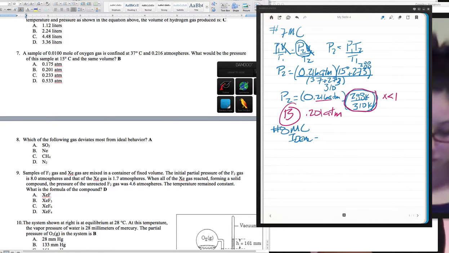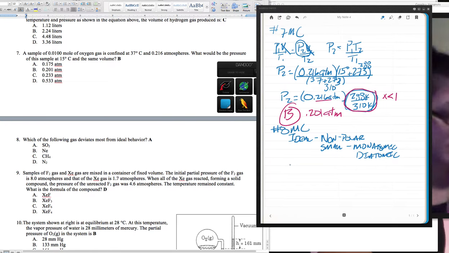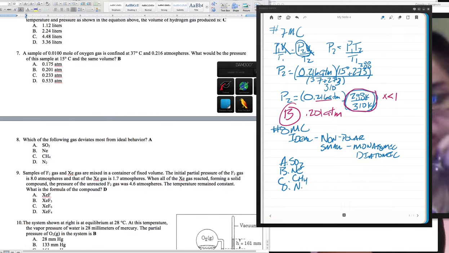Their collisions are elastic. So what we're looking for to be ideal is a nonpolar molecule, small. It could be monatomic, or it could be the small diatomic ones. And so some of this will make more sense now that we've done this unit on bonding. But our choices are A with the SO2, B with neon, C with CH4, and D, which is N2.